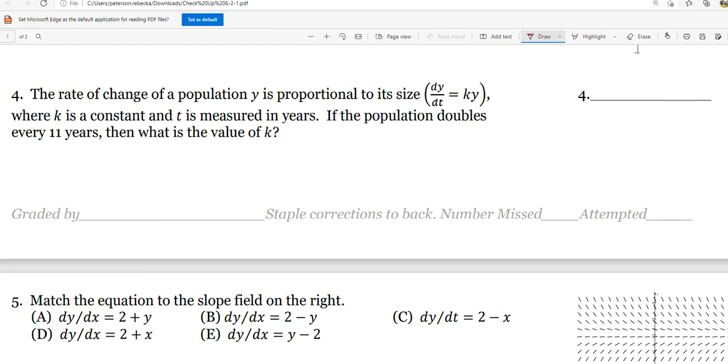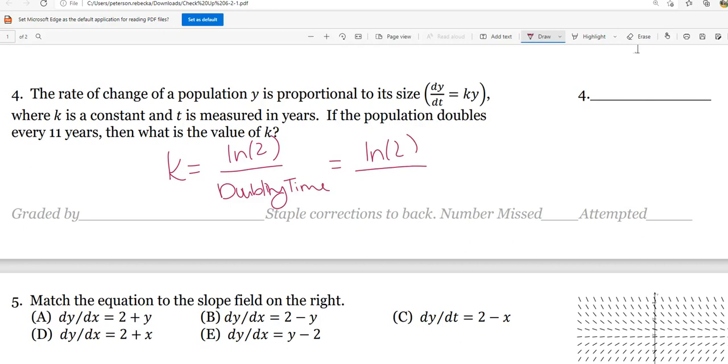Okay, well, remember that our k value is equal to ln of 2 over the doubling time. So this is just ln of 2 all over 11 years. And you can leave it like that or type it in, but it's really important that we remember these formulas. If we were given the time it takes to triple, you would take ln of 3 divided by that time that it took to triple. If you were given the half-life, you would take ln of a half divided by that time that it took to get to half the amount.